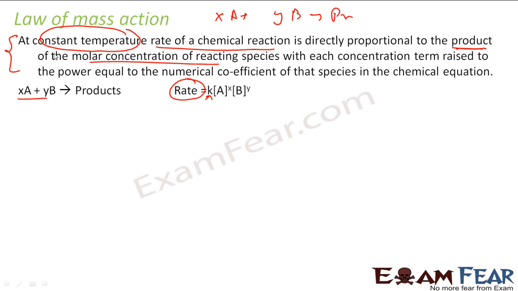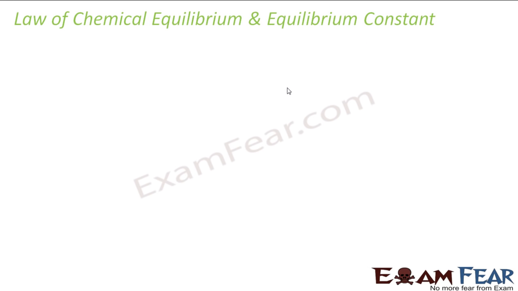So instead of reading the three lines, you can see that if I have some reaction where x mole of A and y mole of B give me some product, the rate of this forward reaction, I'm talking about only the forward reaction, will be directly proportional to A to the power x into B to the power y. This is my law of mass action. Now we will use the law of mass action to find the law of chemical equilibrium.